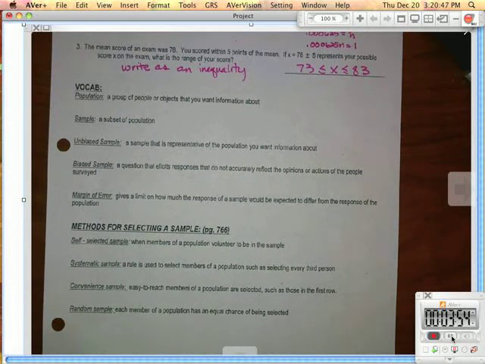Margin of error gives a limit on how much the response of a sample would be expected to differ from the response of the population. And then these are different methods for selecting a sample.